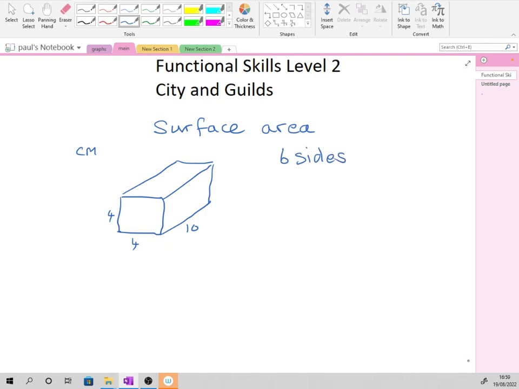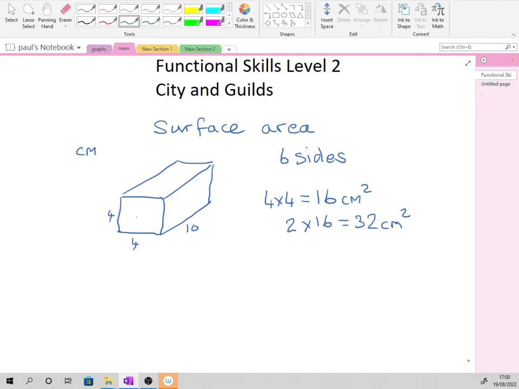Some people forget the bottom, the top, the back, the side. Yeah, but first of all, work out how many sides it's got altogether, then you know how many calculations to add up. So, front and back, these two sides there, 4 times 4 equals 16 centimeters squared. There are 2 of them. So 2 times 16 equals 32 centimeters squared. It's very easy to forget a side or two.